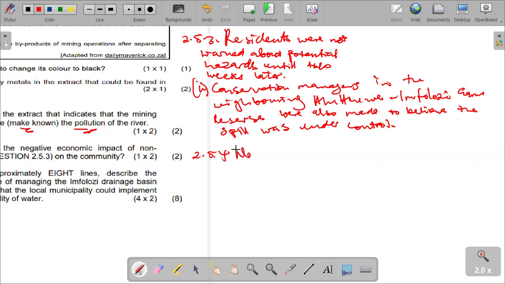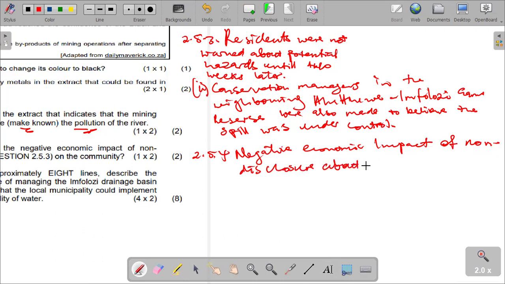2.5.4, negative economic impact of non-disclosure about spillage. What are the negative economic impacts that might arise from the non-disclosure? One, what could happen there? We are talking about ecotourism being affected.